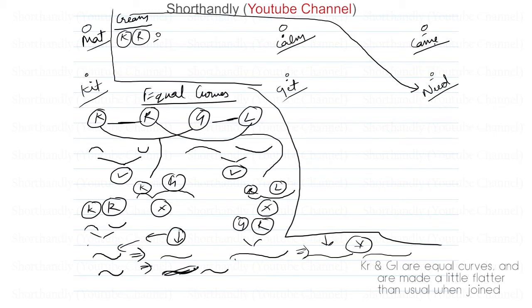M is made like this. Similarly, K is made like this and R is made like this. If we join all these characters, the whole character will be formed like this.